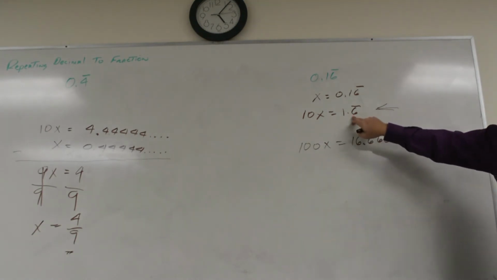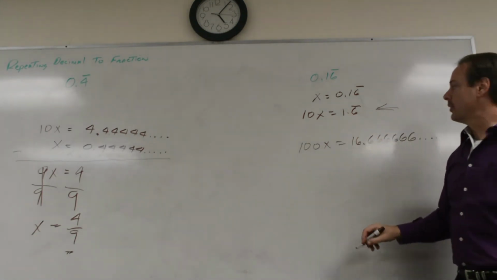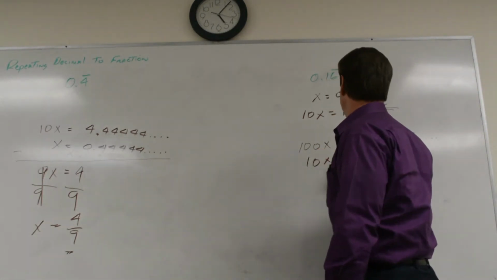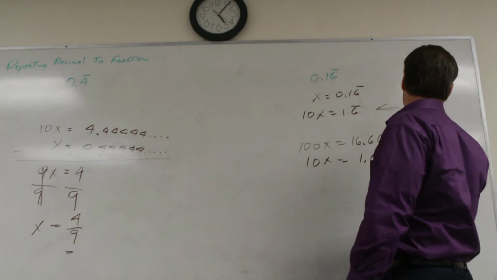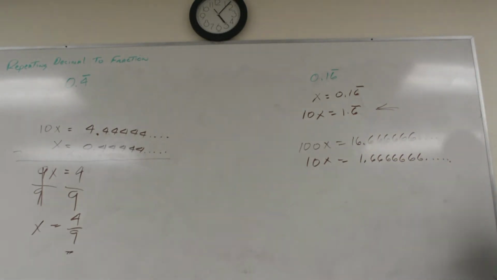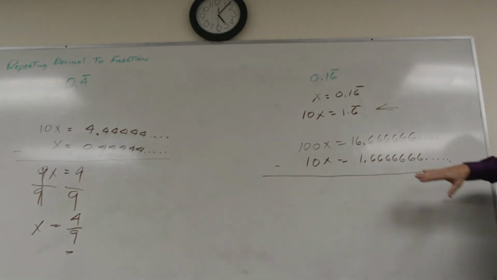We want to subtract this from this. So let's take 10x here, and this is going to be 1.666. Okay? Now, bring it over here. We'll subtract those two from each other. Now here.